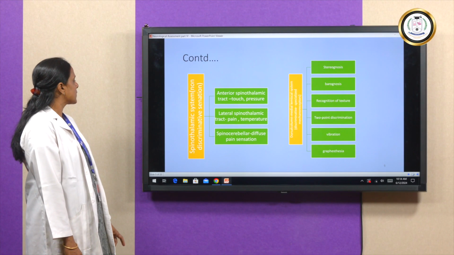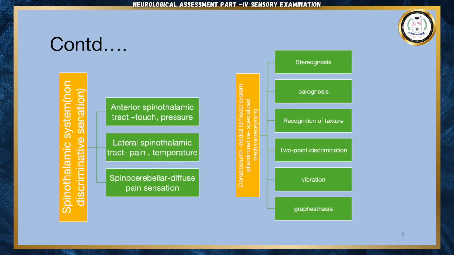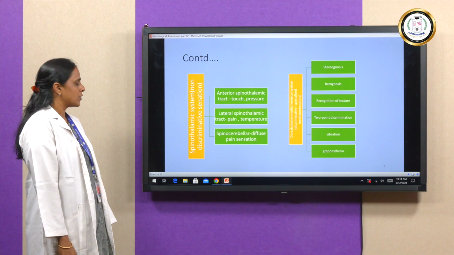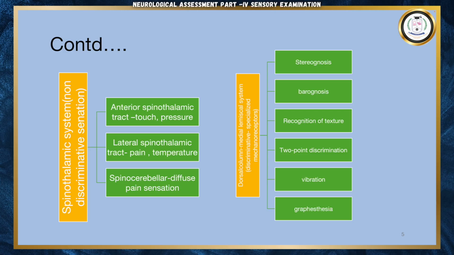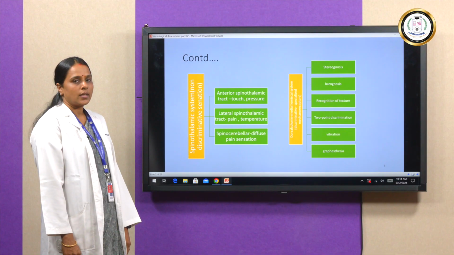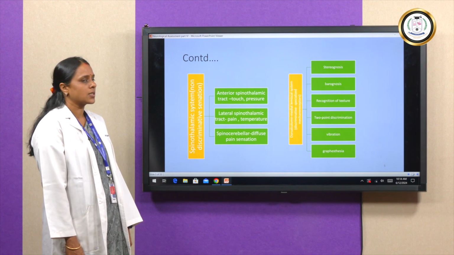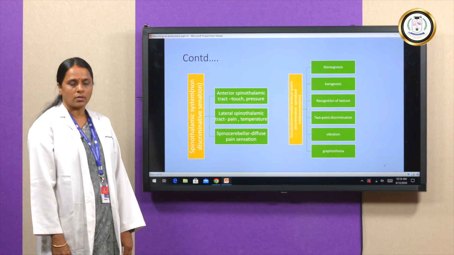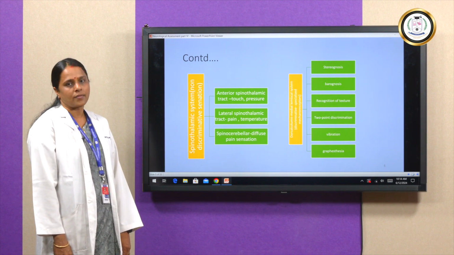If we talk about the spinothalamic system, we have the anterior spinothalamic tract, which is responsible for touch and pressure, the lateral spinothalamic tract for pain and temperature, and the spinocerebellar tract, which is responsible for diffuse pain. If we talk about the dorsal column medial lemniscal system, it is responsible for stereognosis, barognosis, recognition of texture, two-point discrimination, vibration, and graphesthesia.